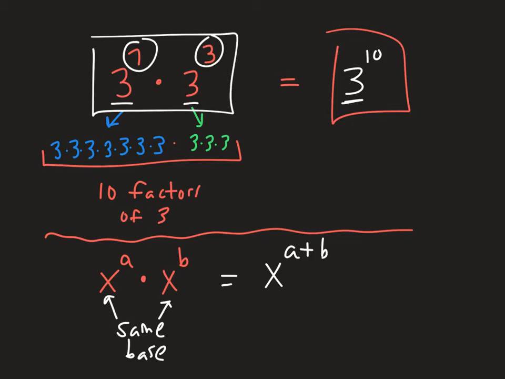Now this will not work if the bases are not the same. Let's say we did 2 to the 5th times 3 to the 6th or something like that. We cannot use the rule on this problem, because the bases are not equal. So the rule will not apply. To do this problem, you would just have to do them each separately and then multiply and get a numerical answer.